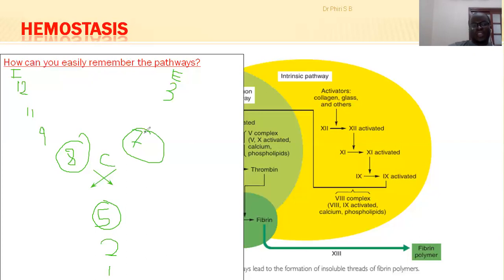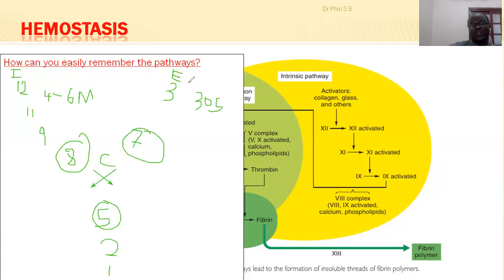The extrinsic is very short, so this can take about 30 seconds, while the intrinsic takes about 4 to 6 minutes. Because it's very short, you will note that there are few steps involved. So here you have factor 3.